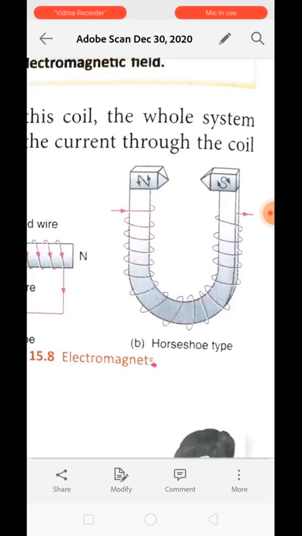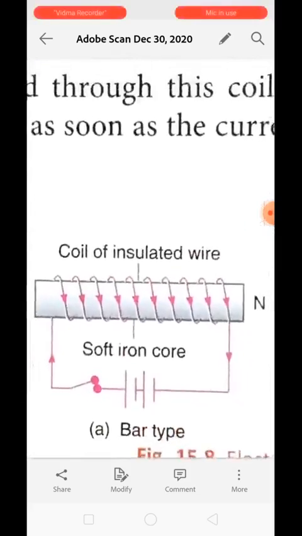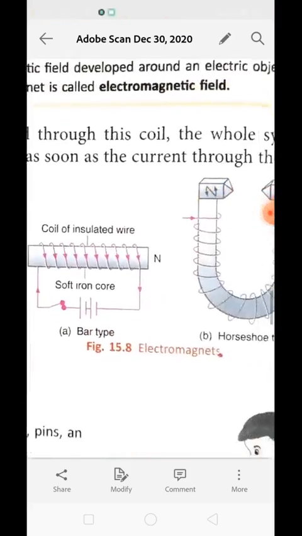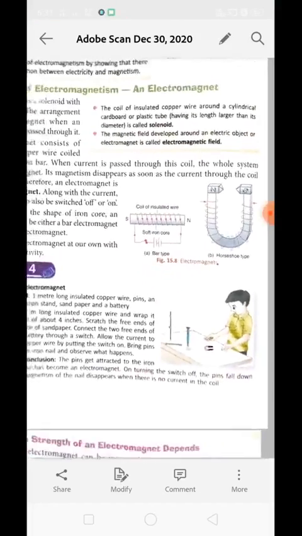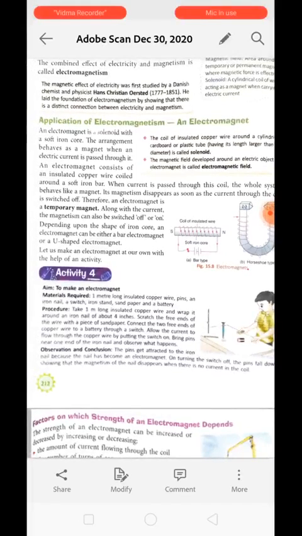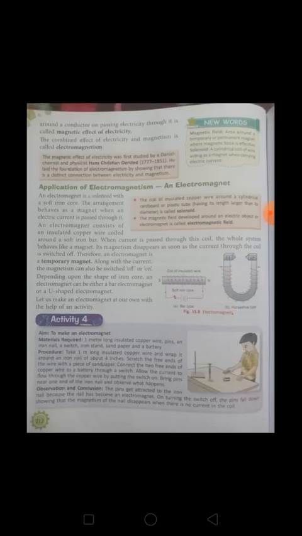Depending upon the shape of the iron core, the electromagnet can be either a bar magnet, or it can be a U-shaped magnet. Let us make an electromagnet of our own with the help of activity number 4. To perform this activity, we need a meter long insulated copper wire, pins, an iron nail, a switch, iron stand, and sandpaper and battery.